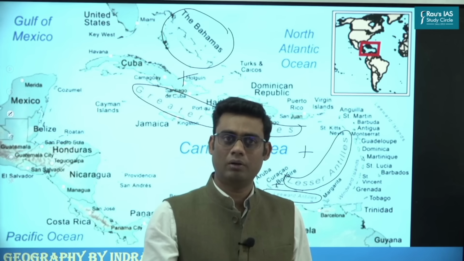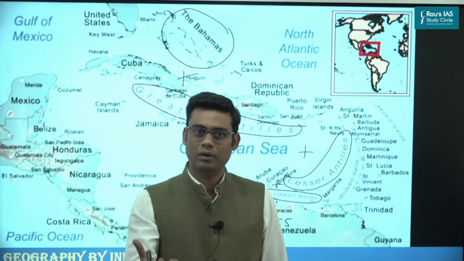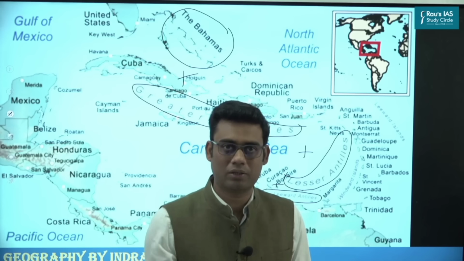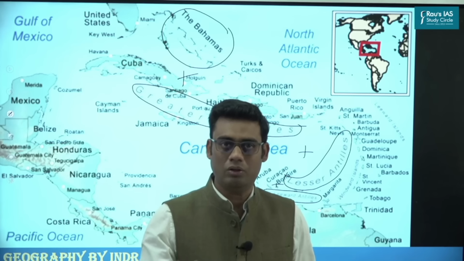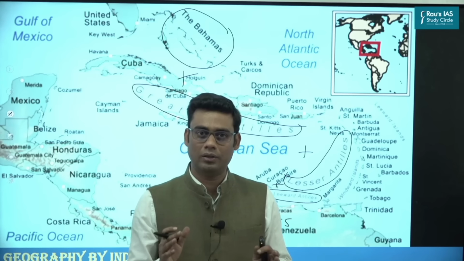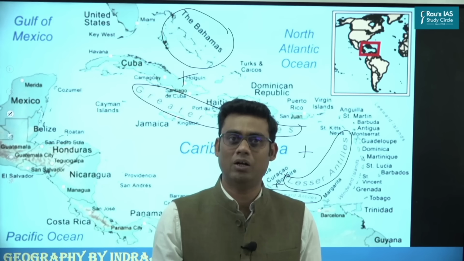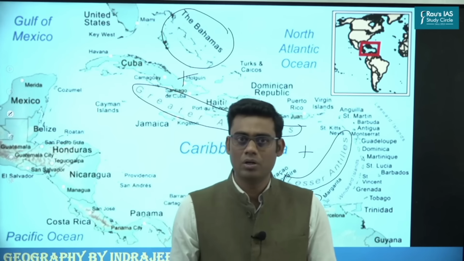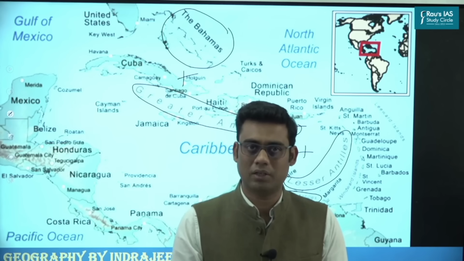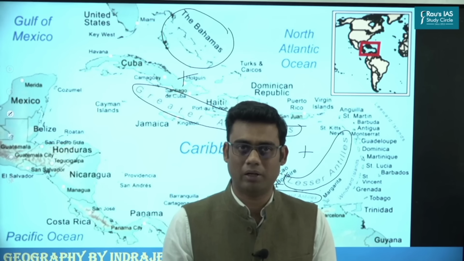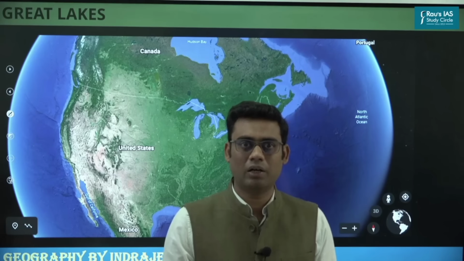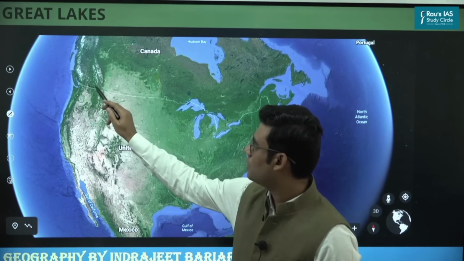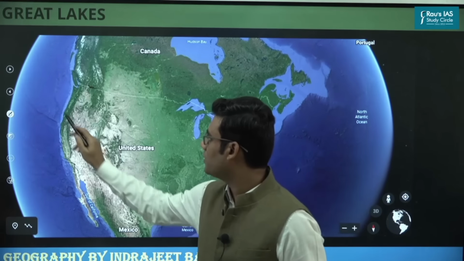this melt water collected in the depressions and has resulted in a lot of freshwater lakes. So these freshwater lakes in North America have this glacial melt water. Now, what are these lakes that we have to talk about? The most important lake system in North America goes by the name the Great Lakes. And the Great Lakes extent you can see over here. This is the boundary of USA and Canada.